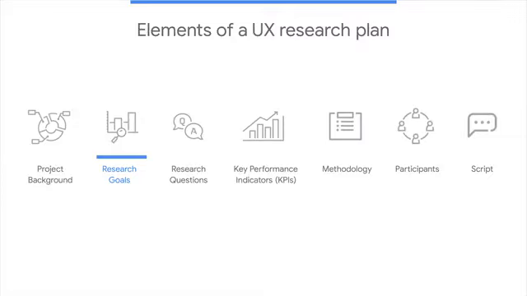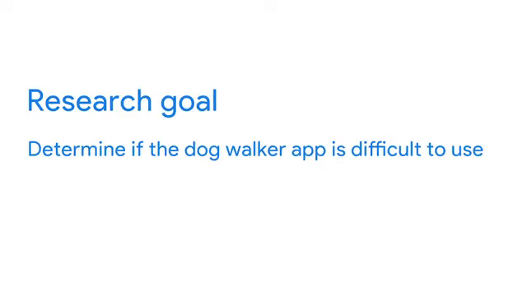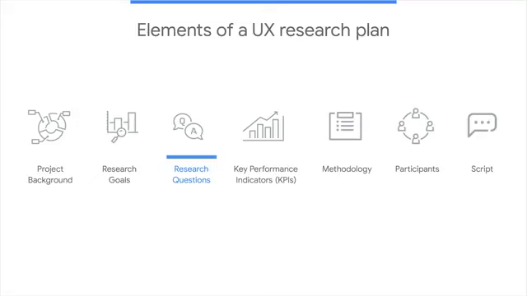Next, your plan should include research goals. Ask yourself questions like, what design problems are you trying to solve, and how will the results of the research impact our design decisions? Use your answers to create goals for your research project. In our example, one research goal might be, determine if the dog walker app is difficult to use. We need to consider the ease of use in order to understand why customers join our app and leave or stay.